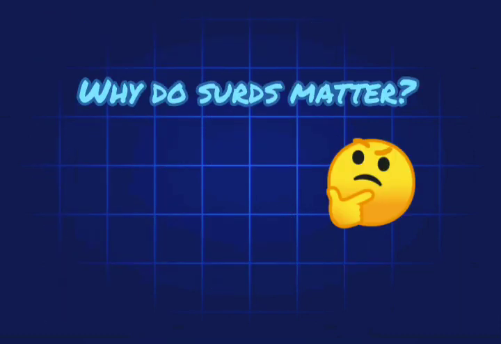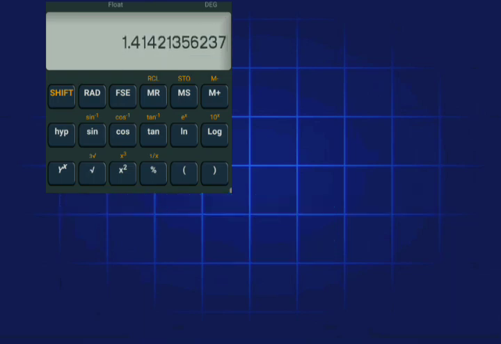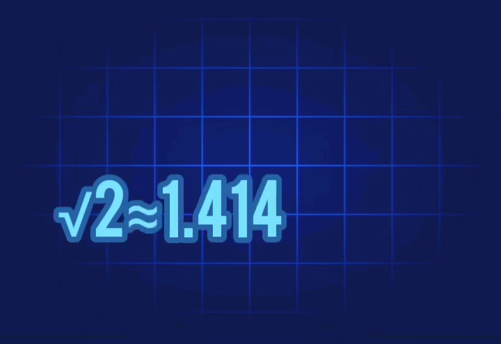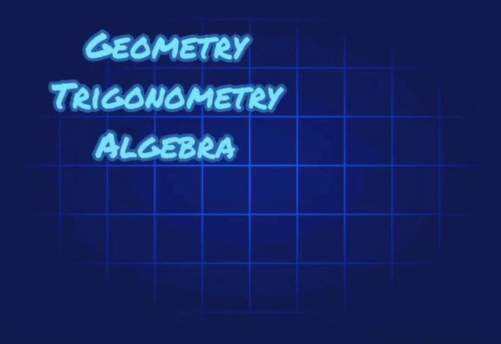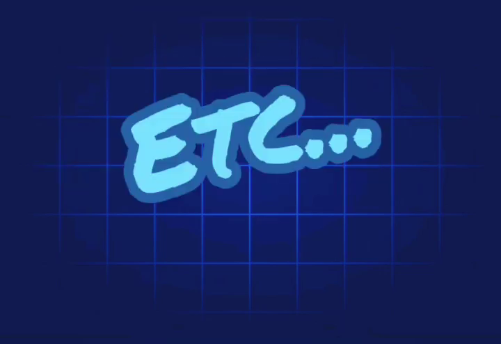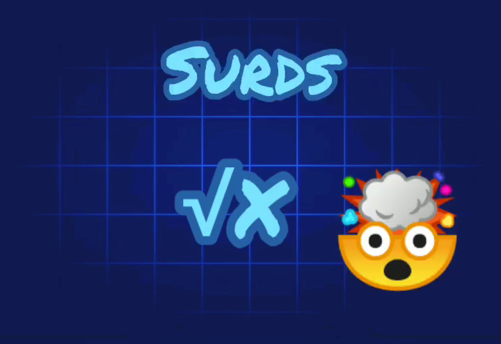So why do surds even matter? Because mathematics isn't always about finding a decimal answer or a fraction. Sometimes the exact form is more useful. The square root of 2 tells us exactly what a number is. 1.414 only tells us approximately what it is. Surds appear naturally in geometry, trigonometry, algebra, coordinate geometry, and many other areas of mathematics. Whenever a calculation produces the square root of a number that isn't a perfect square, surds can give us a way to keep the answer exact.